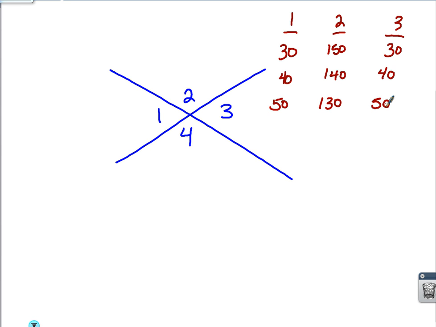Always congruent. Because you could even go a step further. What if this was 30? Well, this was 150, making this 30. Well, how big is 4? You see the straight line here? So if this is 30, right here, the whole thing has to add up to 180, so would that not make this also 150? Vertical angles are always congruent.